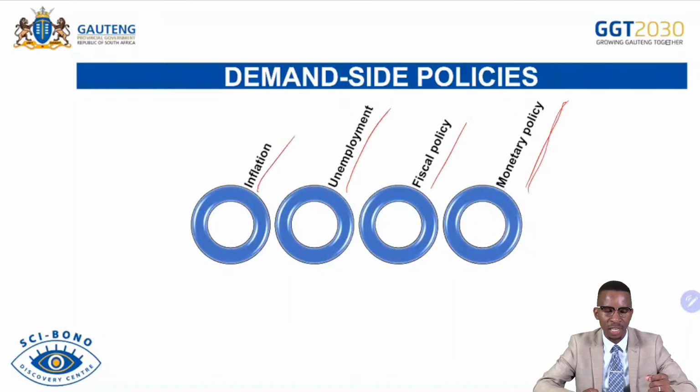Remember what happens with the inflation. If ever, let's say, there is a high level of employment, unemployment decreases, and then inflation increases. Then we talk about unemployment.